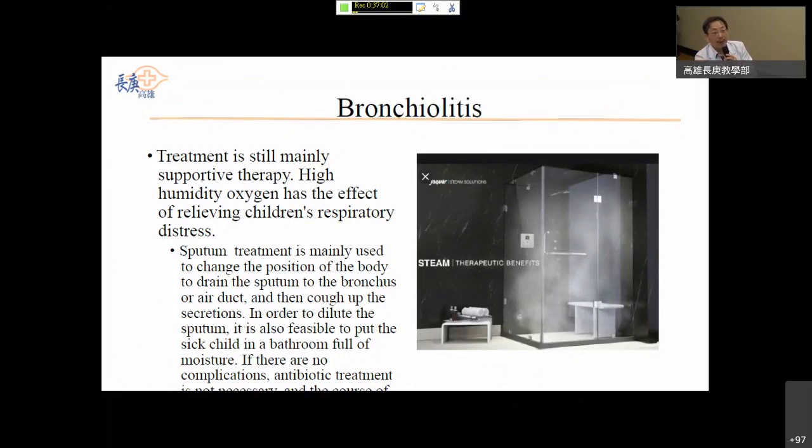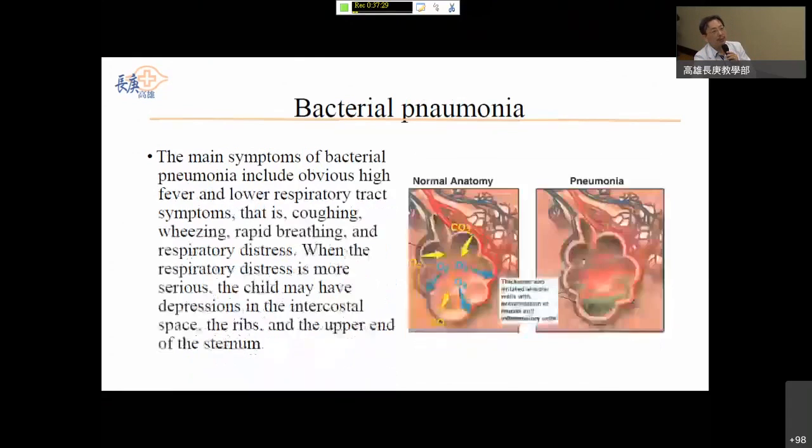And then after the steam inhalation, we can take the baby out and give the baby chest percussion, to help the baby spit out the sputum. If there is no complication, antibiotic treatment might not be that necessary. But when the baby is very sick, we always have to consider the possibility of secondary infection or bacterial pneumonia.